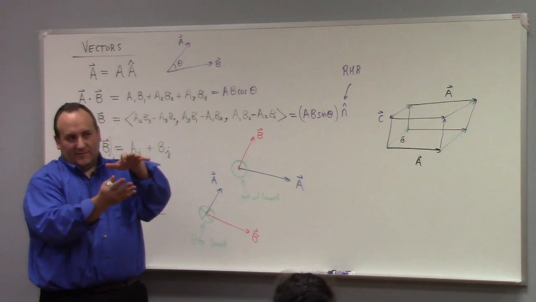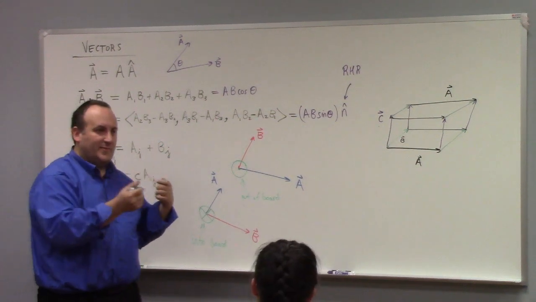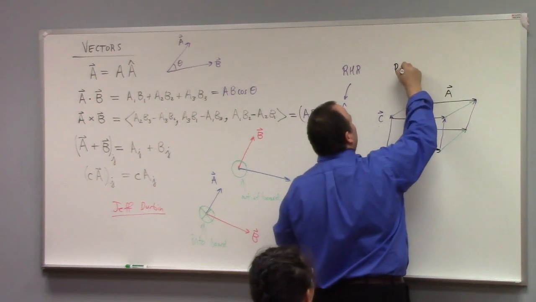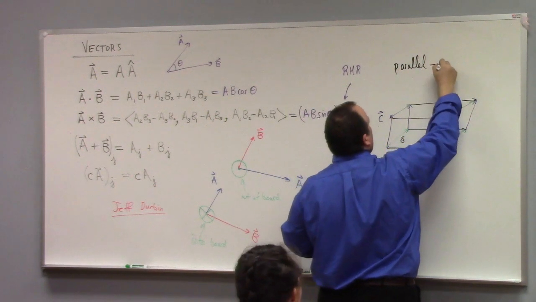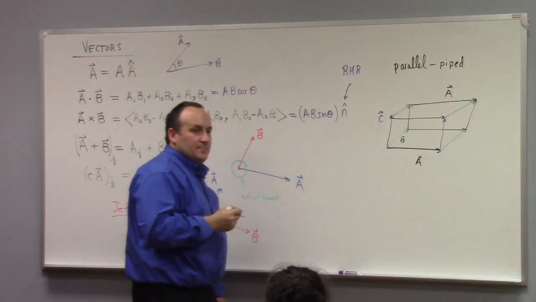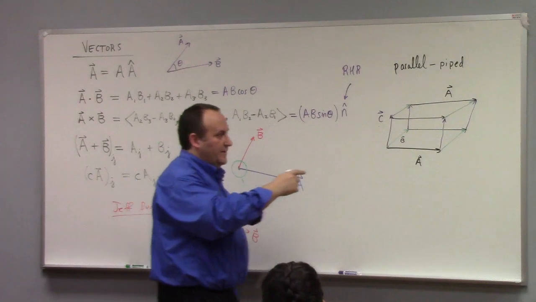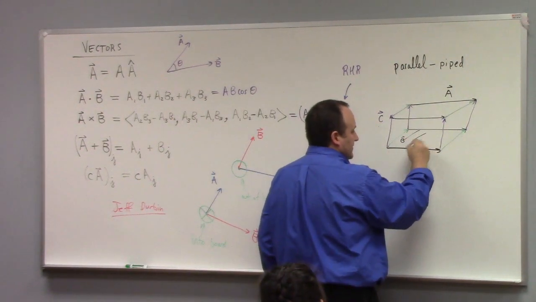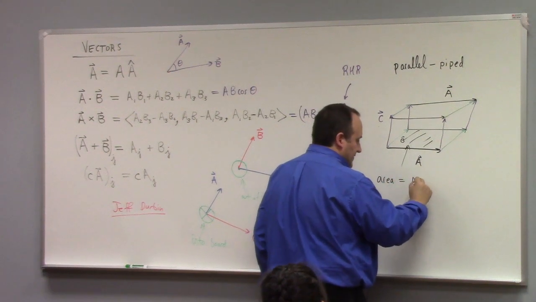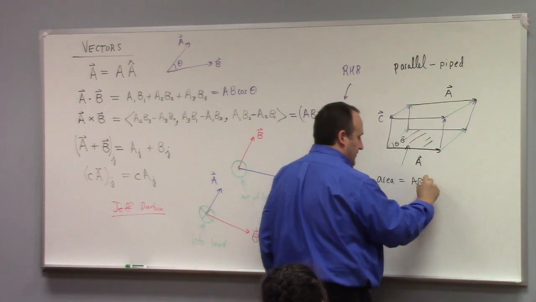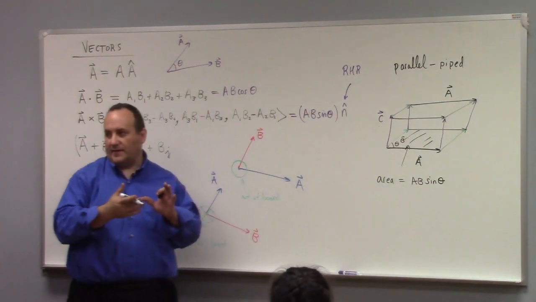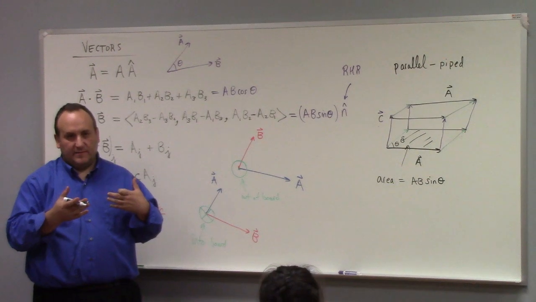This slanted cube kind of thing with parallel sides is called a parallelepiped. What a stupid name. I'm probably misspelling that. My apologies. The thing is, you know the area of this down here, right? What is it? It's AB sine theta, whatever this angle is. And that's, of course, the magnitude of the cross product, right?